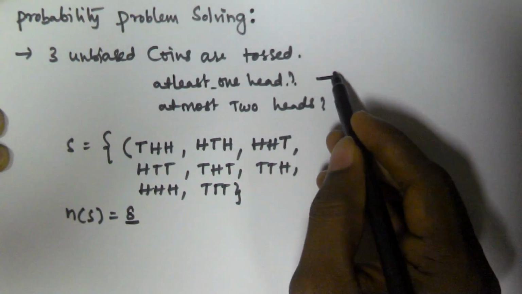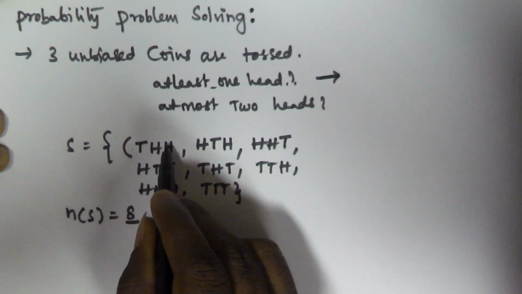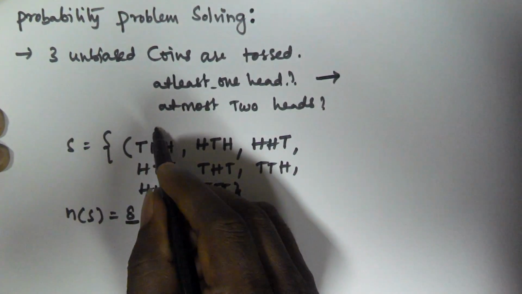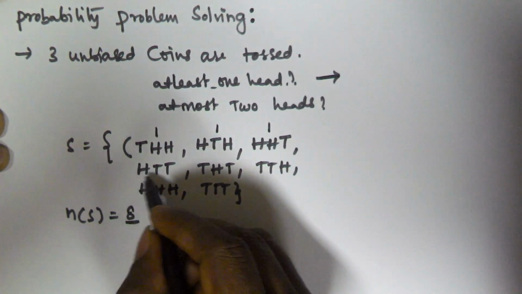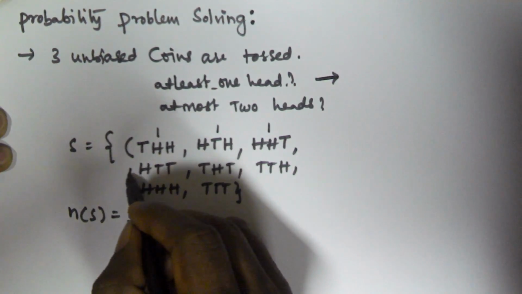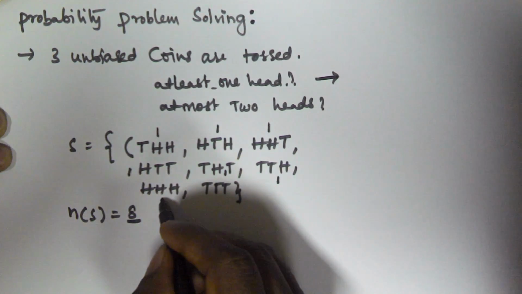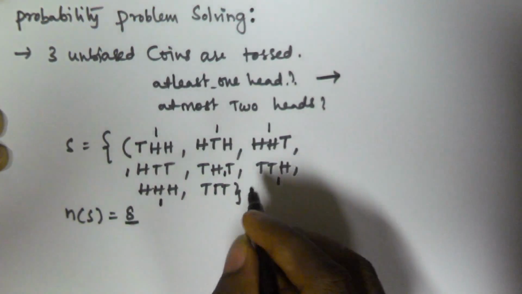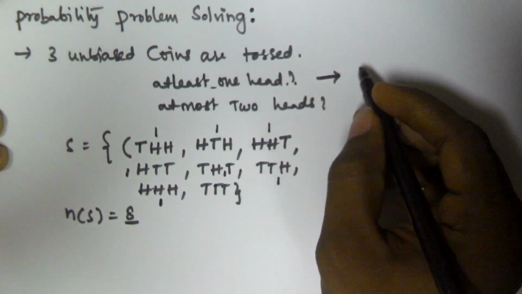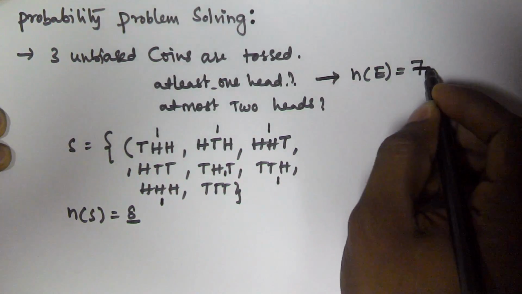At least one head. So the outcomes which contain at least one head: this is 1, this is 2, this is 3, this one contains one head, 4, and one head, 5, and this is 6, and this also contains at least one head, 7, and this one contains no head. So that means n(E) of this event is going to be 7.